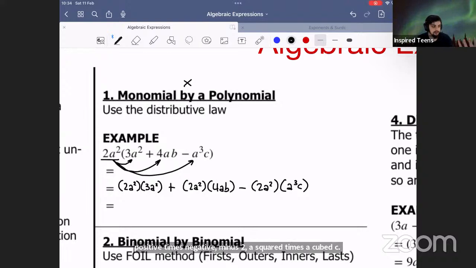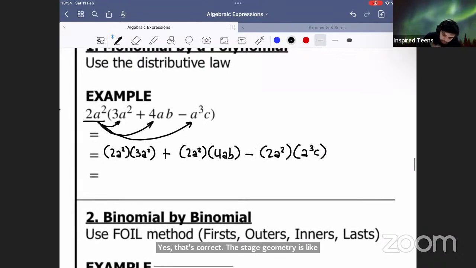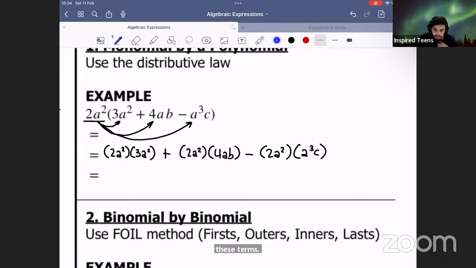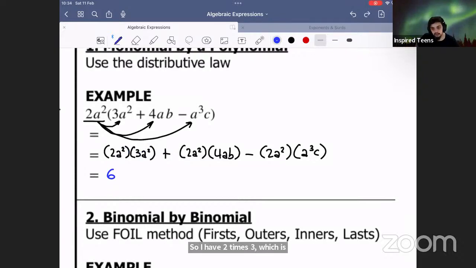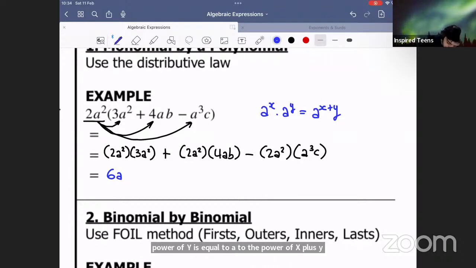Yes, that's correct. At this stage, geometry is like Euclidean geometry, analytical geometry, all of those. So now I'm going to multiply this out. When I multiply these terms, I multiply coefficient by coefficient and variable by variable. So I have 2 times 3, which is 6. A squared times A squared: at some point we will get to doing revision of exponents. A to the power of x times A to the power of y is equal to A to the power of x plus y. So in this case, A to the power of 2 plus 2, which is A to the power of 4.